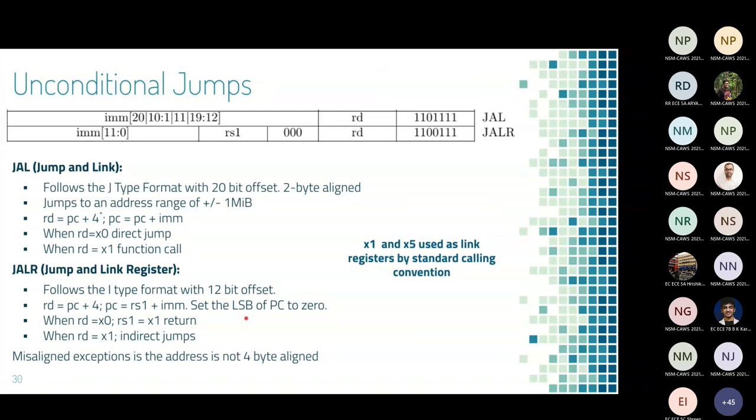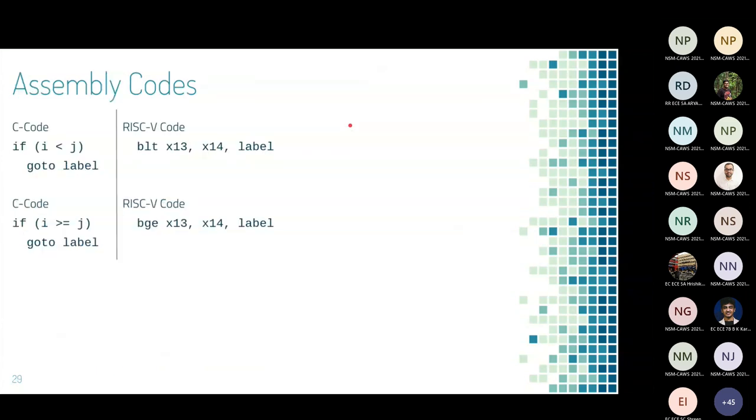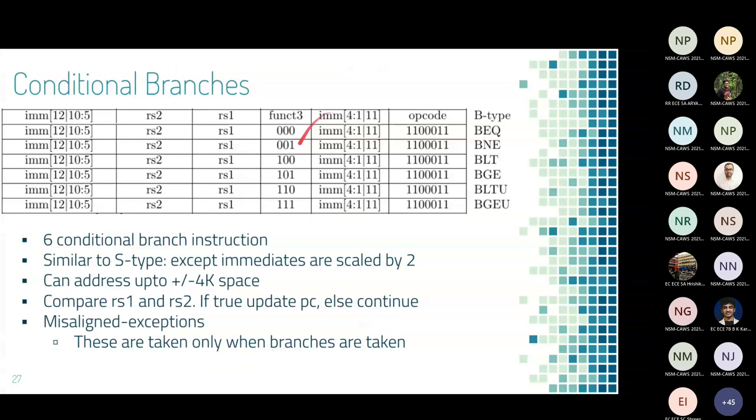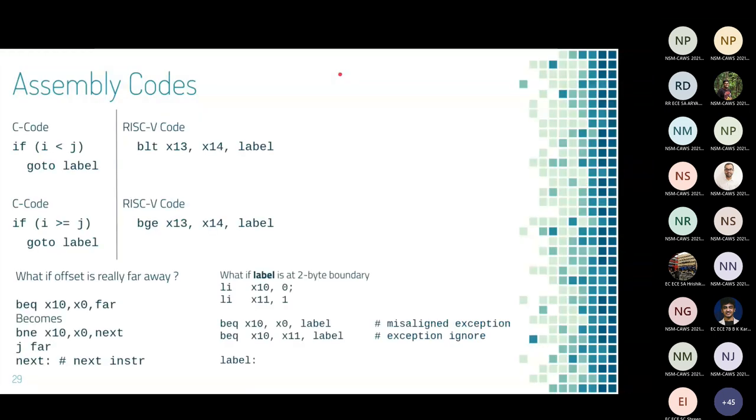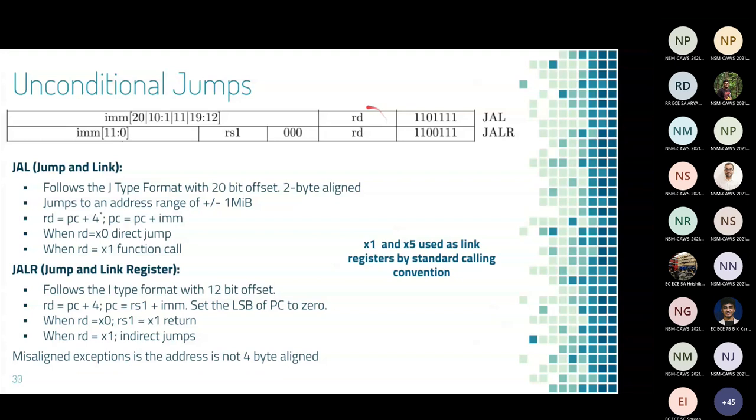So can anyone guess why we store the next PC value in RD? What's the advantage of doing that? So in branches, we don't do any such storage, right? Branches don't have an RD field at all. They just compare and then they jump. There's no register update that happens because of a branch. But in case of jumps, we have an RD field, and this RD field is always filled with the next PC value. Why is that? Where is this useful?